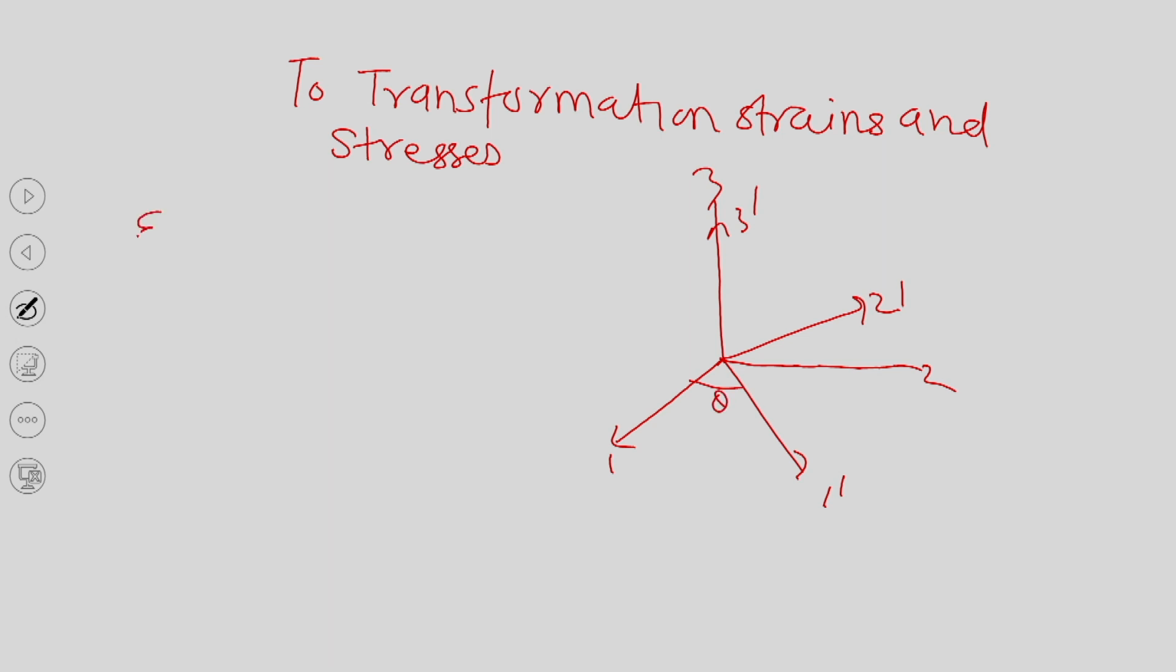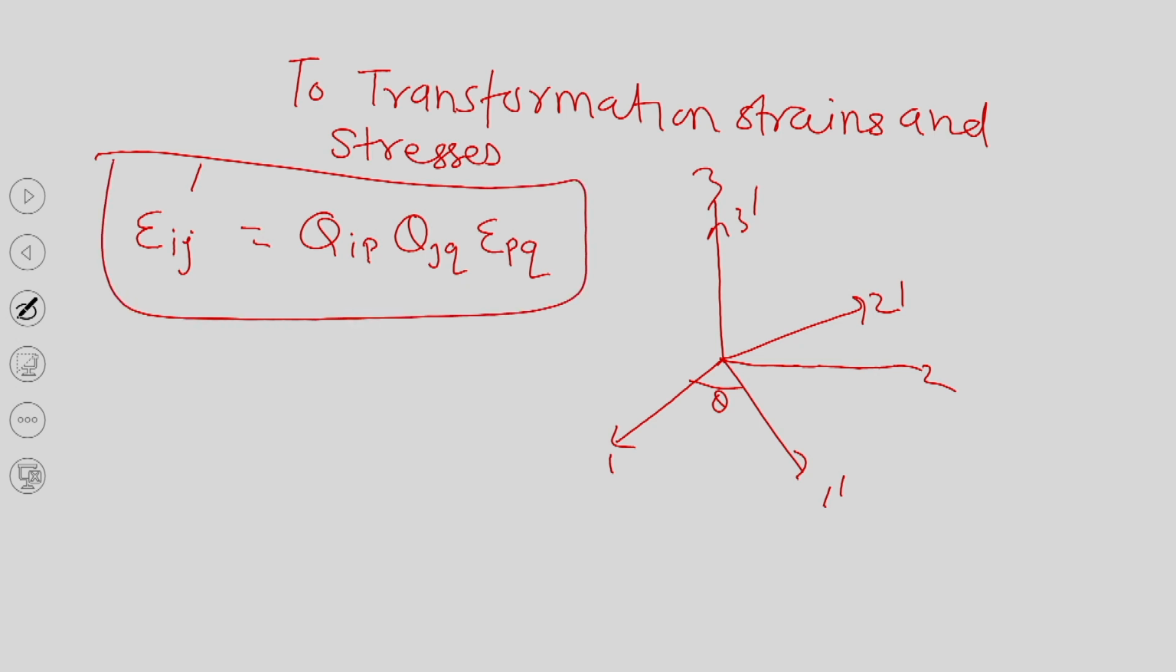So, basically epsilon ij dash can be written as Q_ip Q_jq epsilon_pq, or in matrix form, epsilon dash can be written as Q epsilon Q transpose.